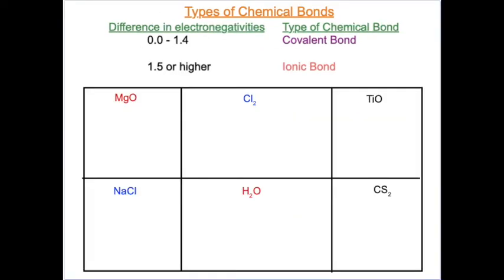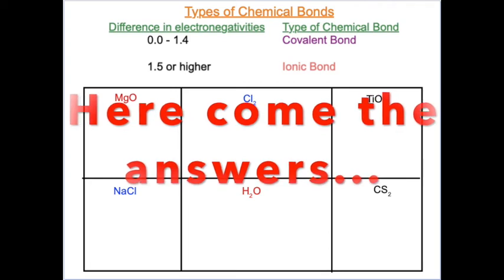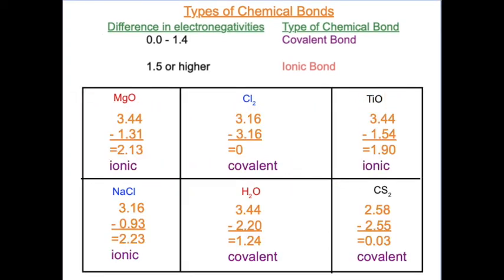Here are 6 examples for you to try. Pause the video. Use the periodic table to determine the difference in electronegativities, and then determine if the bond is ionic or covalent. The answers will be shown after you resume the video. I hope you got them all right, but check your work just in case.